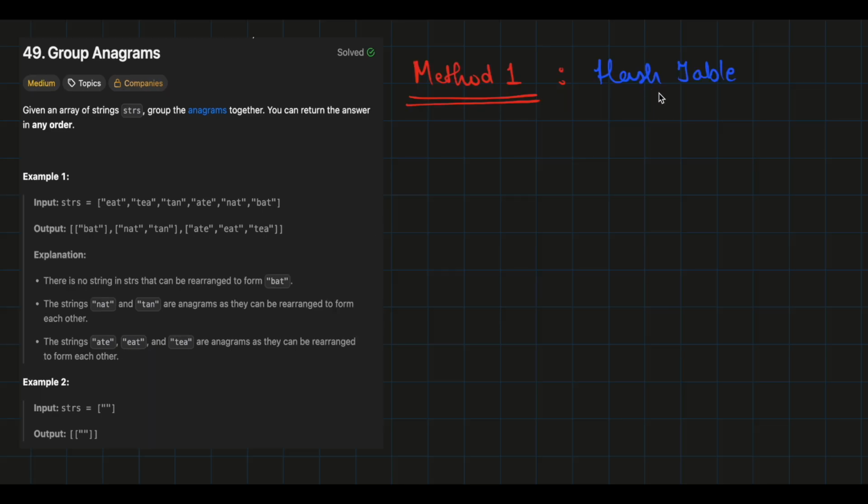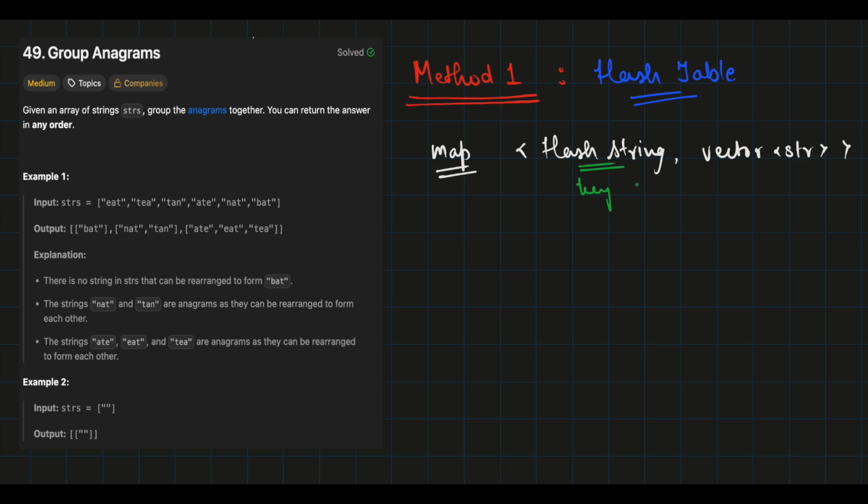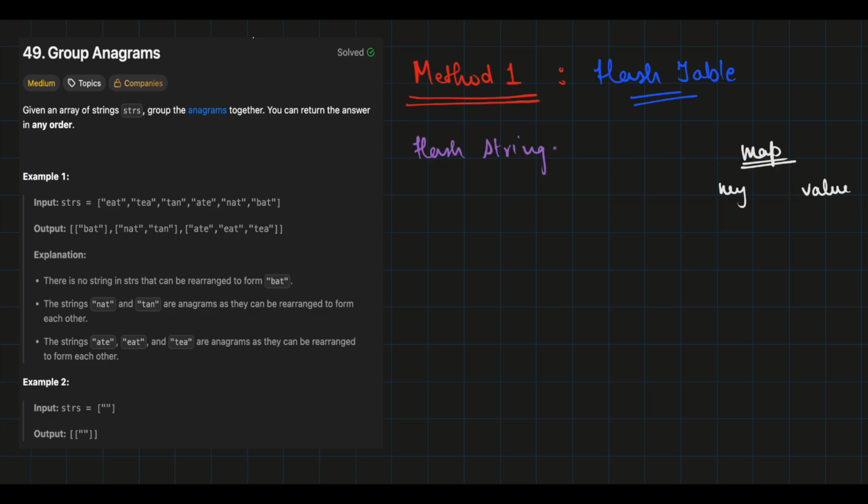The optimal way to solve this is to use a hash table. Here also we'll be using the map data structure. The only difference will be that the key for this map will be a hash string that we'll be creating for every single element in the array, and the value will remain a vector of strings that we have to return. So the question is, how are we going to create the hash string?